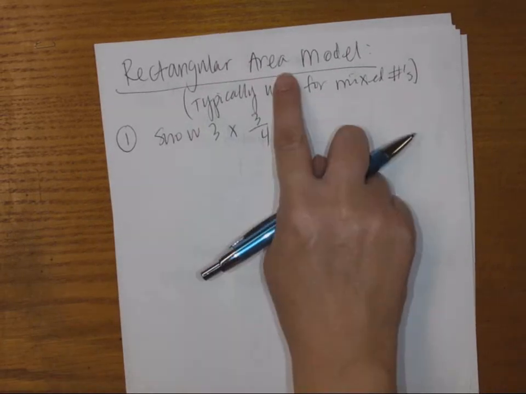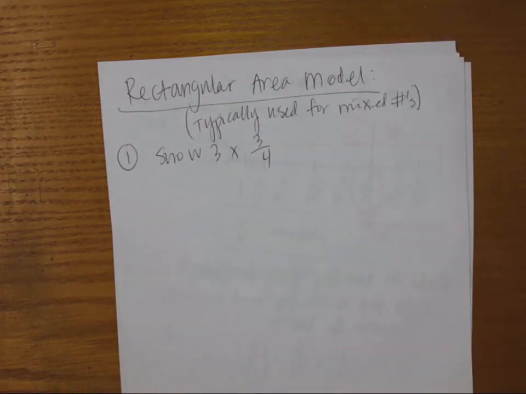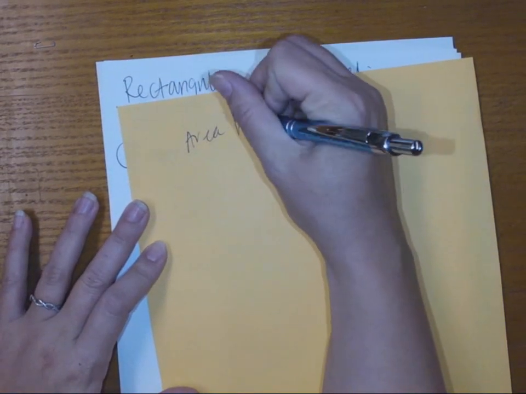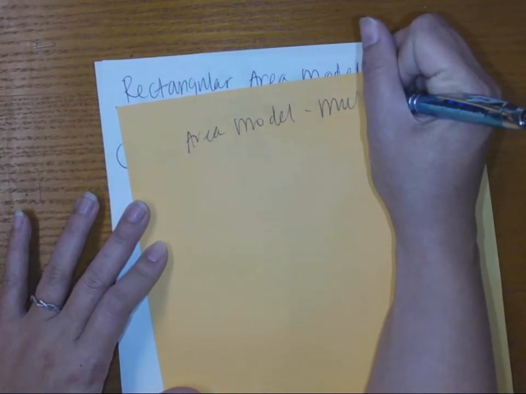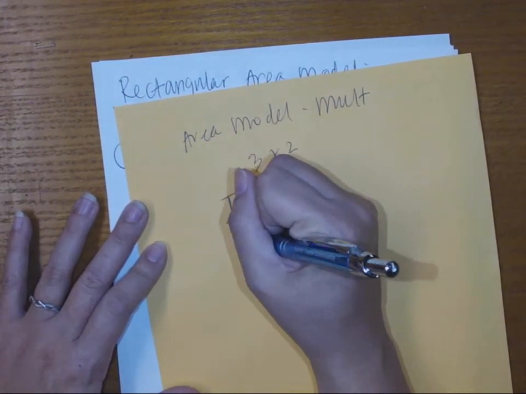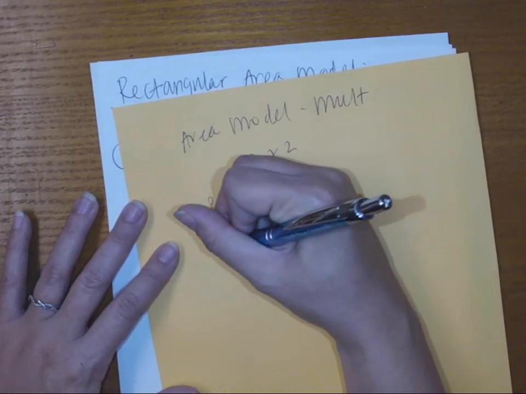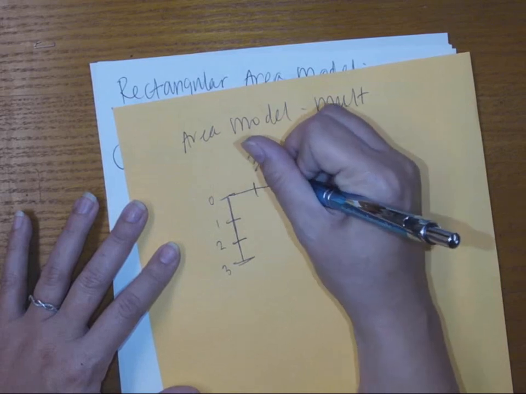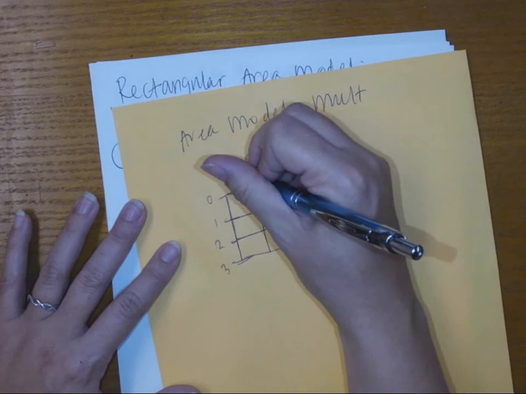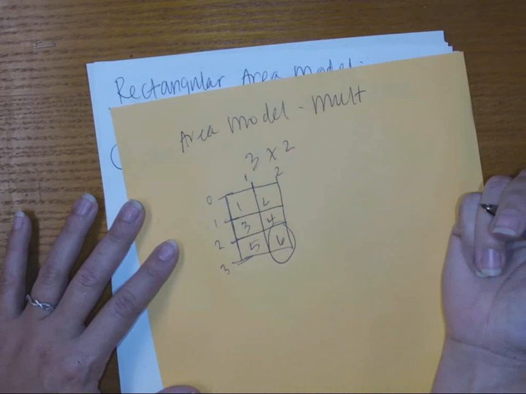So doing the rectangular area model, think about area model for multiplication. Real quick, let me pull up a separate sheet of paper and remind you of area model for multiplication. If I was doing 3 times 2, I need something that is 3 units long, so 0, 1, 2, 3, and 2 units wide, so 1, 2. And then my answer is how many squares I get. So 1, 2, 3, 4, 5, 6. So my answer was 6. 3 times 2 is 6.